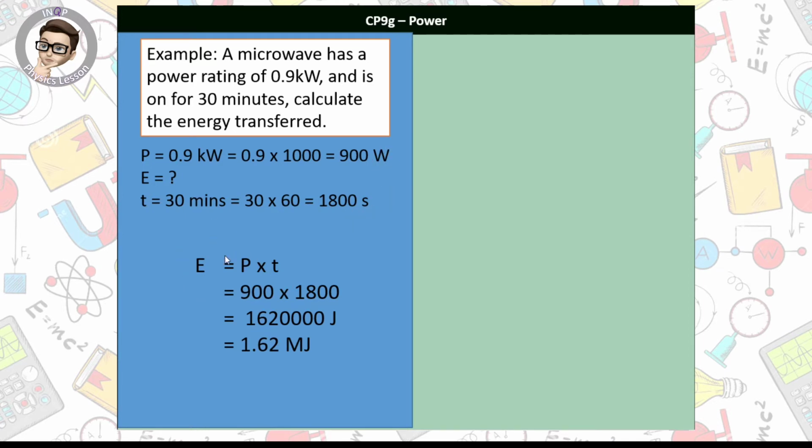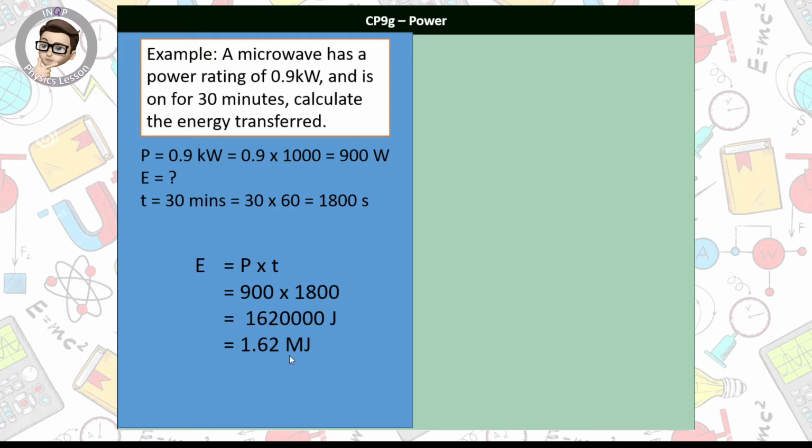We can't work with kilowatts and we can't work with minutes, so we have to be in watts and seconds. So we can use our equation, and we had power is energy divided by time, and if we rearrange that equation, we'll have energy is power times time. So we can do our 900 watt microwave multiplied by 1,800 seconds. We'll actually find it's a very big number. It's 1,620,000 joules, or what we could otherwise call 1.62 megajoules.